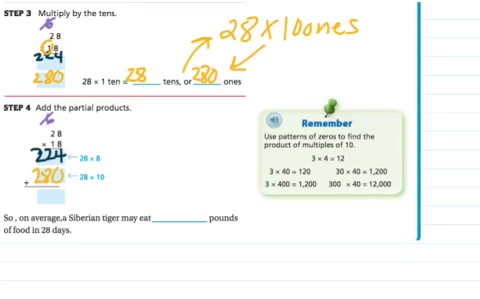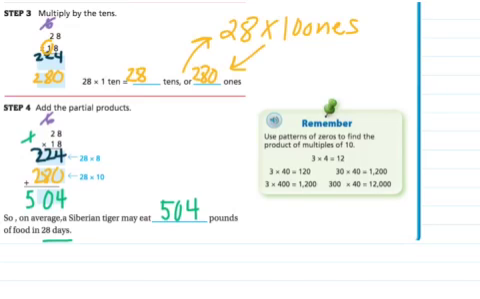So here, students, we're going to add our partial products. There are 2 products because there are 2 place values in 18. First we multiplied by 8, and then we multiplied by 10 ones, or 1 ten. So 4 plus 0 is 4. 2 plus 8 is 10. We regroup the 1 in the hundreds place. 2 plus 2 is 4, plus our regrouped 1 is 5. So on average, a Siberian tiger may eat 504 pounds of food in 28 days.